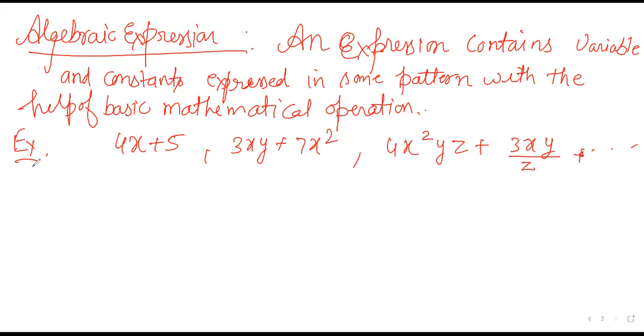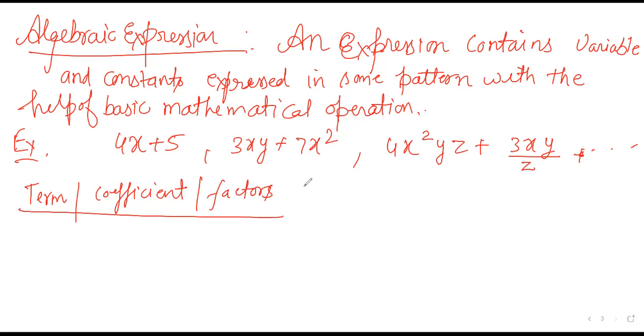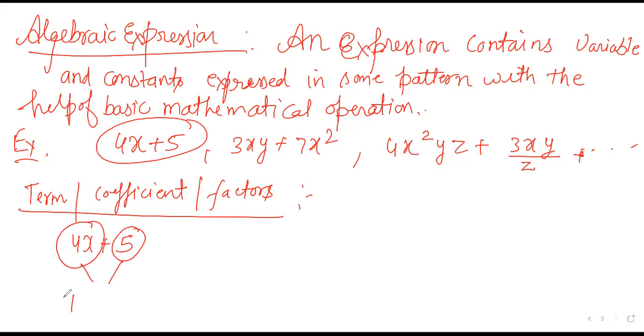Now, next concept: term, coefficient, and factors. This concept we will discuss now. What are the terms? What are the factors? Let us understand with the help of examples. Let us take this one, 4x plus 5. So in this algebraic expression, 4x and 5 are known as terms.